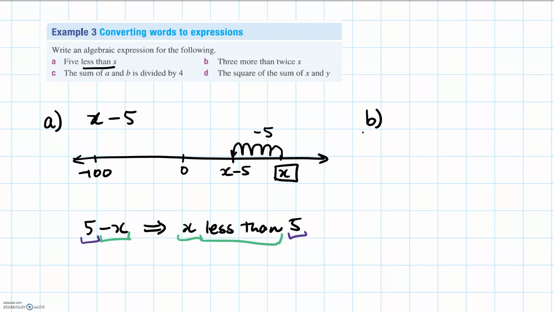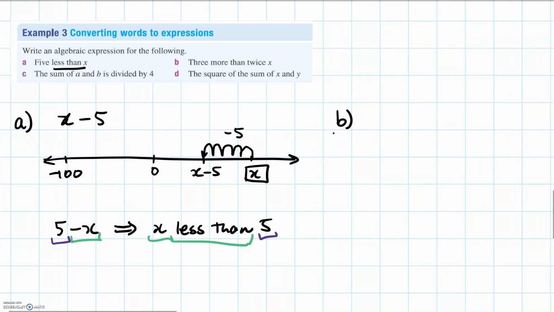Okay, second one, part B. 3 more than twice x, sorry. Now here, we need to be really careful as well. I'm going to break it down in a few bits. Now the first part, it says 3 more than.